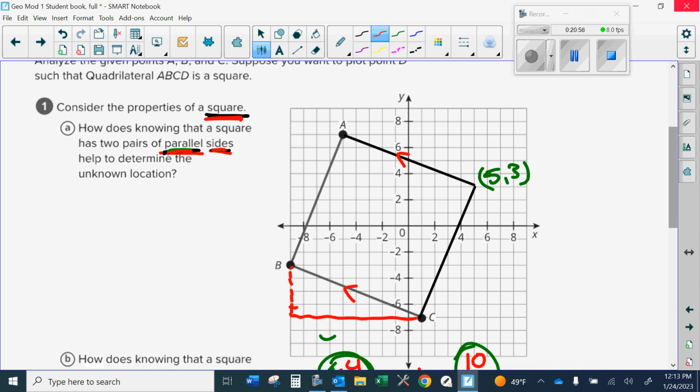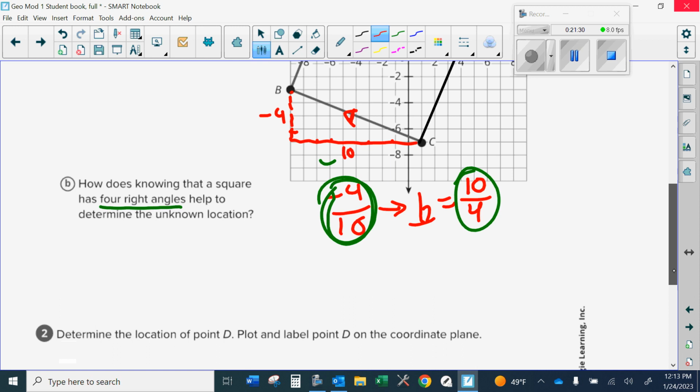So like this, down 4, then right 10. That means I have to go down 4 here, 1, 2, 3, 4, right 10, 1, 2, 3, 4, 5, 6, 7, 8, 9, 10. And there's my point. So it's the same slope. They're parallel. Okay, remember, parallel means same slope. And there's my missing point, 5, 3. That kind of question is actually on your test. That's a test question, so know that. You can see it on the DCAS as well.